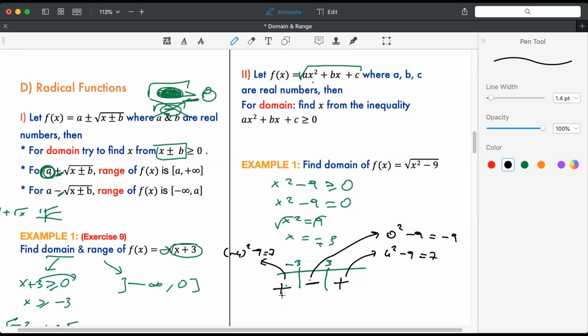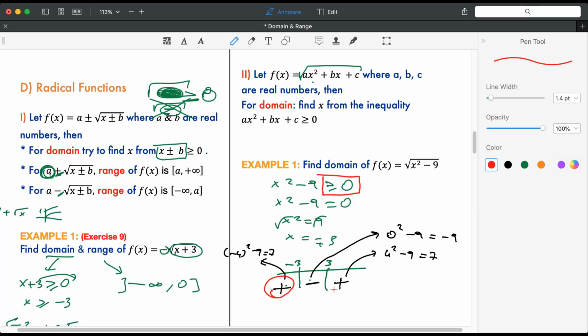So you have positive, negative, positive. So what do you do with these signs? We know that the stuff under the radical is bigger than or equal to 0. So the negative region is not our region. Only the positive regions are our regions.